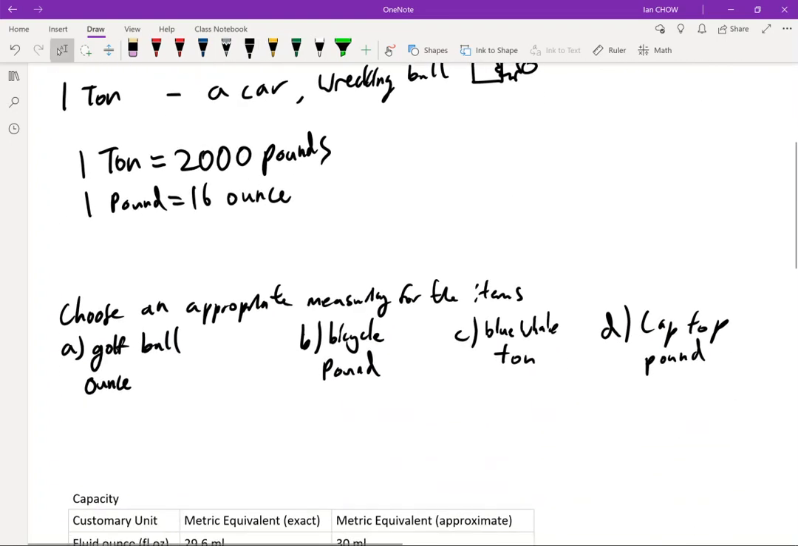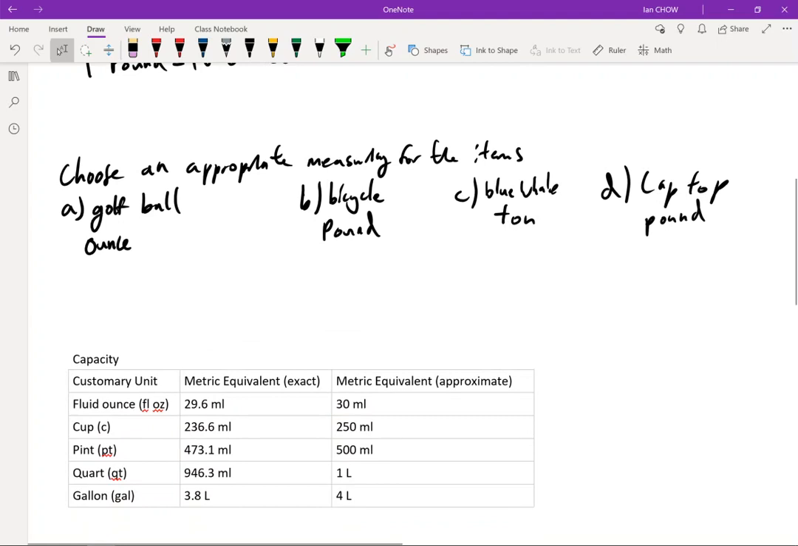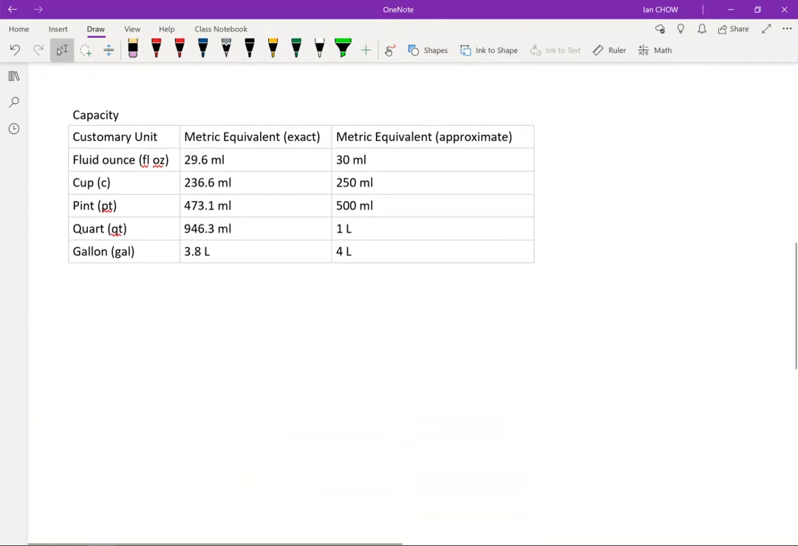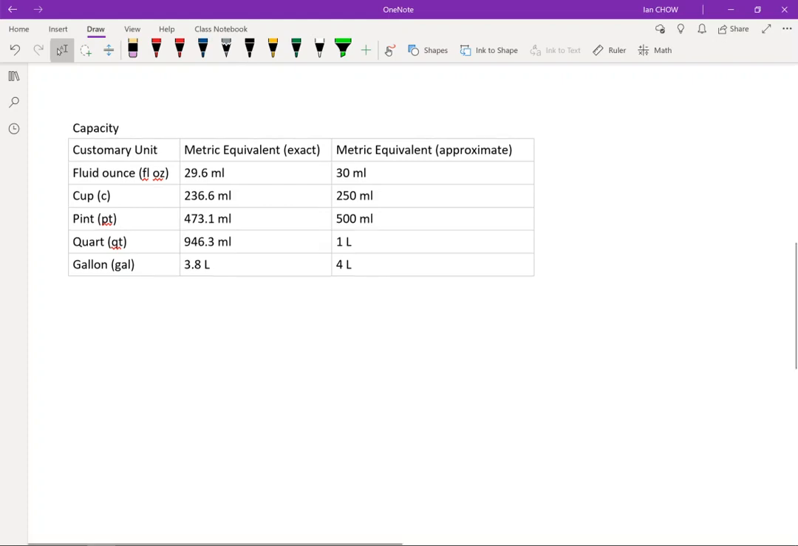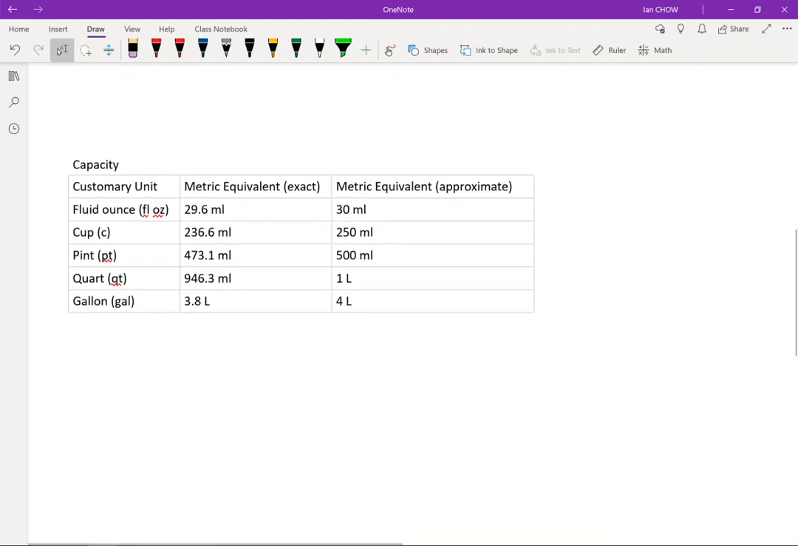Then let's move on to capacity. Capacity is the amount of space that it can take, and we usually think of capacity as the amount of water, the amount of liquid that you put in, and when we're doing baking, which is very relevant to your project, we're thinking of cups and fluid ounces. What is the difference between a fluid ounce and an ounce? A fluid ounce is the amount of space that it takes, and an ounce is the actual weight.